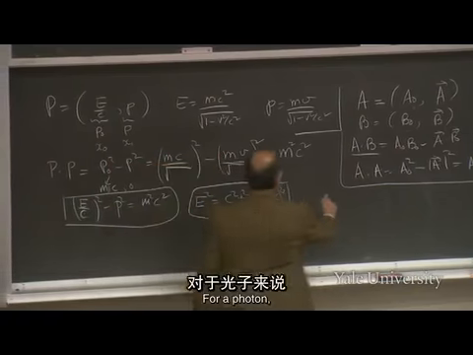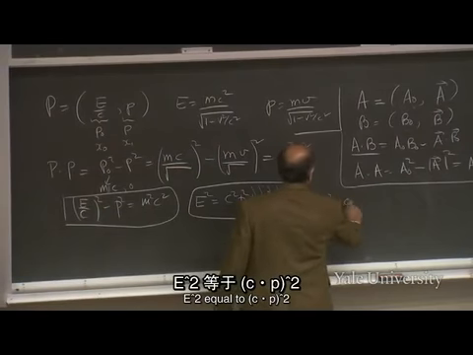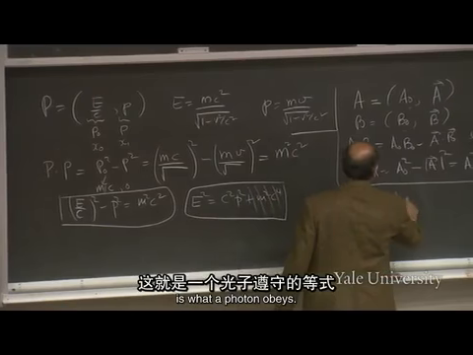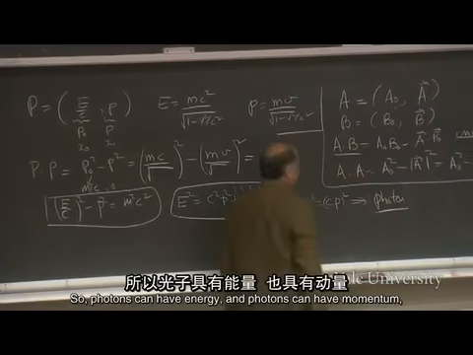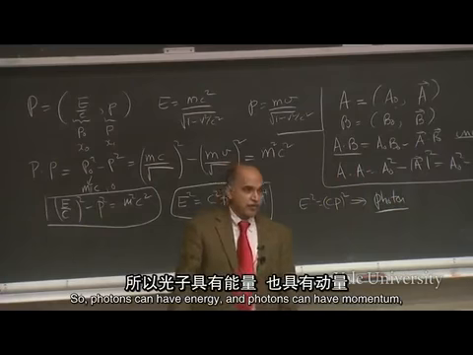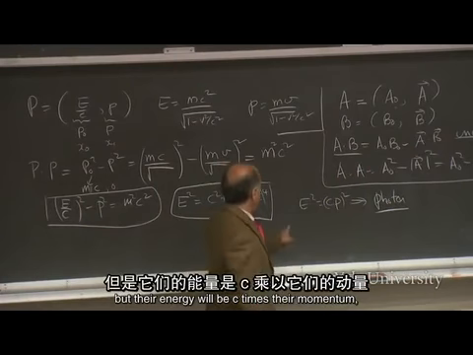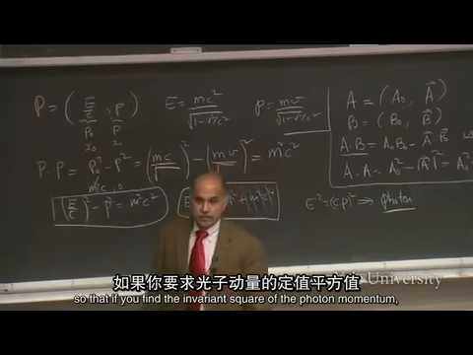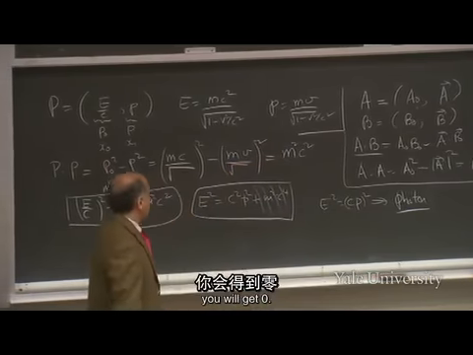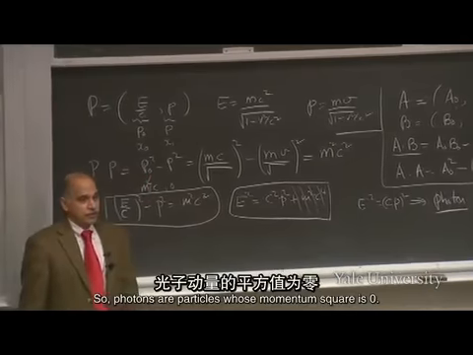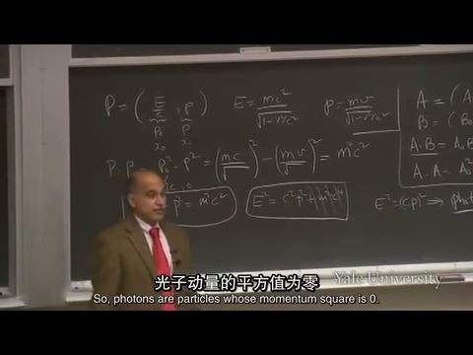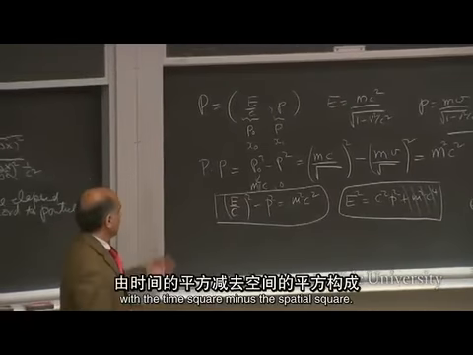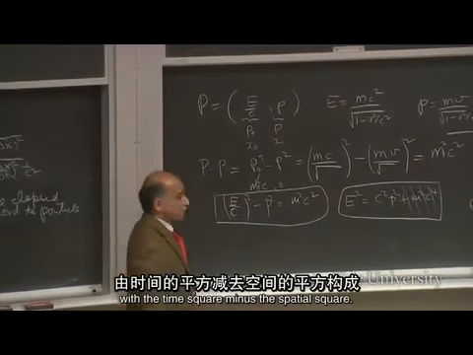For a photon, E squared equals c squared p squared is what a photon obeys. So photons can have energy, and photons can have momentum, but their energy will be c times their momentum. So if you find the invariant square of the photon momentum, you will get 0. Photons are particles whose momentum square is 0, where the square is the four-dimensional square with the time square minus the spatial square.